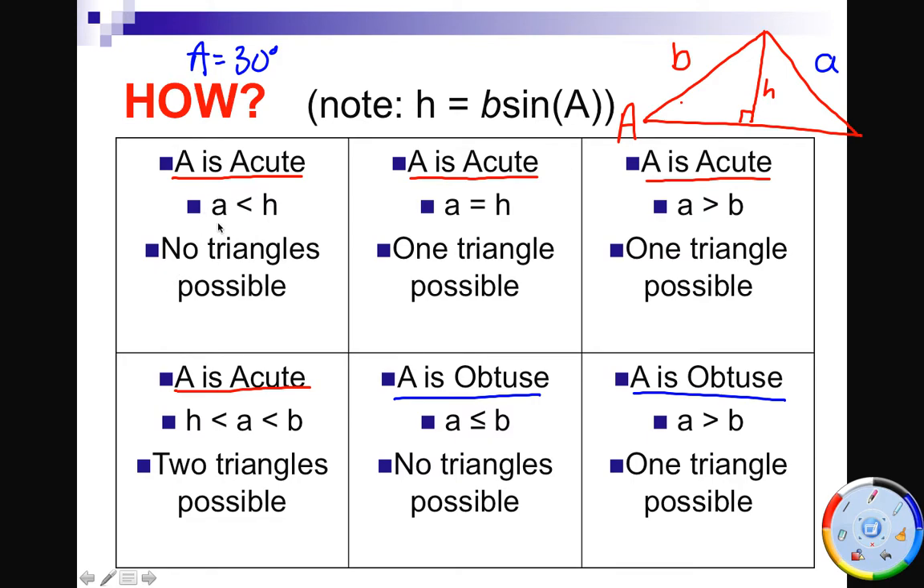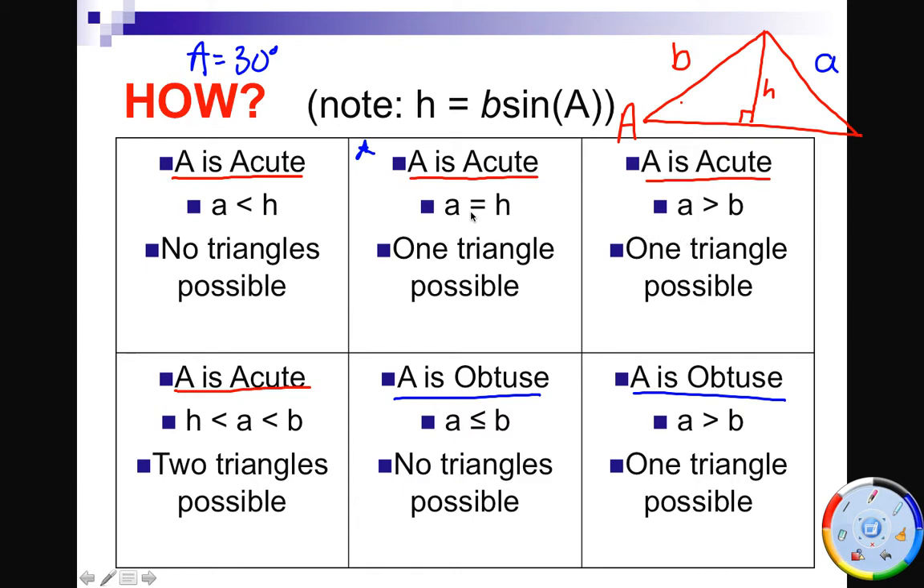Okay, but what if a is not less than h? Well then you go to this one. What if a equals h? If a equals h, that makes sense because a could just be the height of your triangle, and it actually makes one triangle possible. But not only that, it makes it a right triangle. So this is kind of an interesting one. It makes a right triangle if a is acute and a is equal to the height.